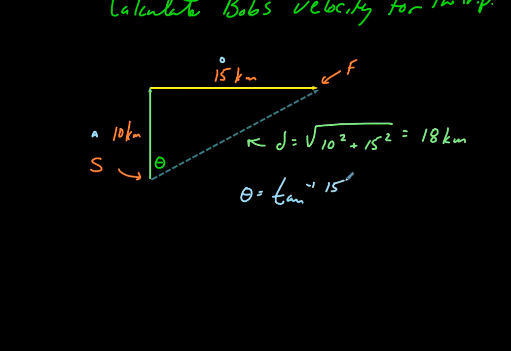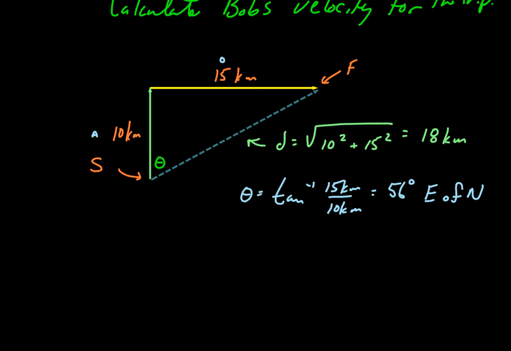If you're not sure how I did that, I'll show you in just a second. I know sometimes people forget trig after a break. So that should give you 56 degrees and change to the east of north. So we're going to write that as east of north.